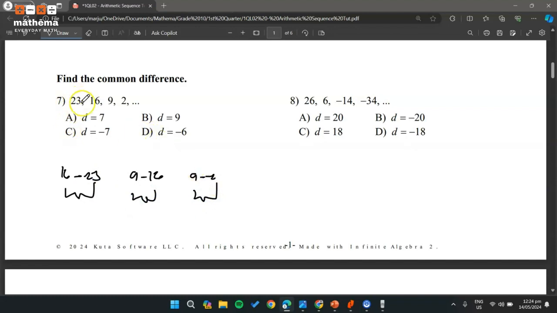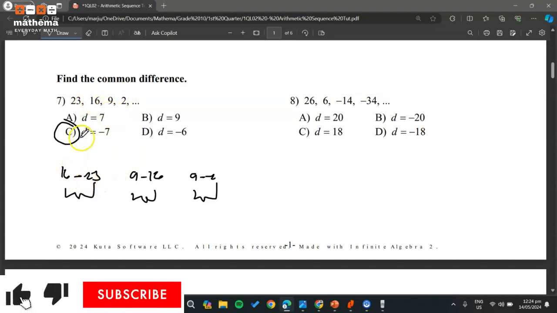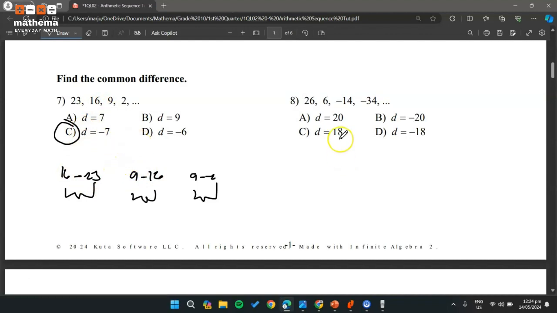So what is 16 minus 23? This is just negative 7. So our answer should be negative 7. And if you check, this is actually correct. The same with 2 minus 9, that's negative 7. And 9 minus 16 is also negative 7. So there's no need for us to do everything. Just pick two numbers and then subtract.